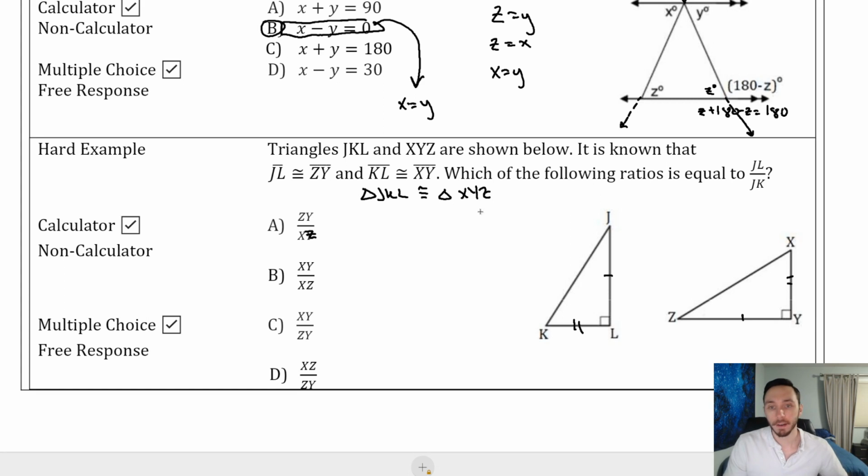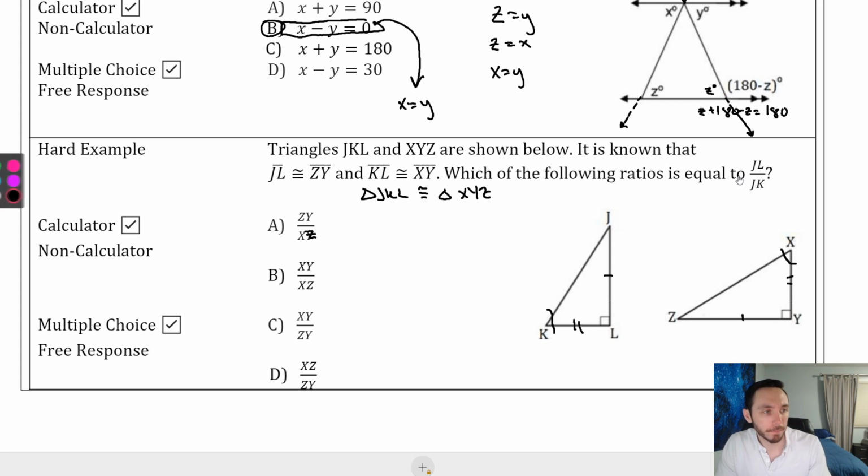So what can we kind of deduce? That we have some angles that are congruent and some sides that are congruent. So like angle K here, which we may or may not need, is the same measure as angle X. All right, so which of the following ratios is equal to JL over JK?